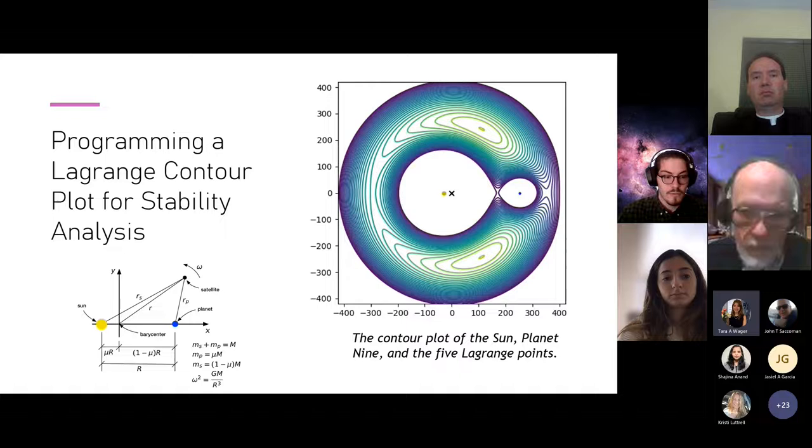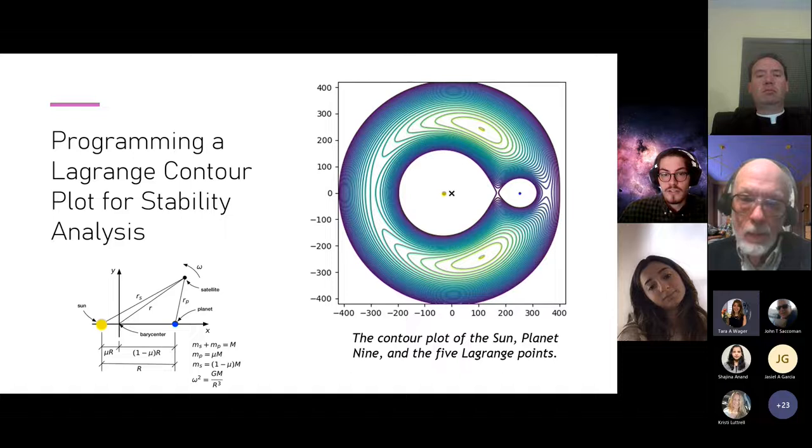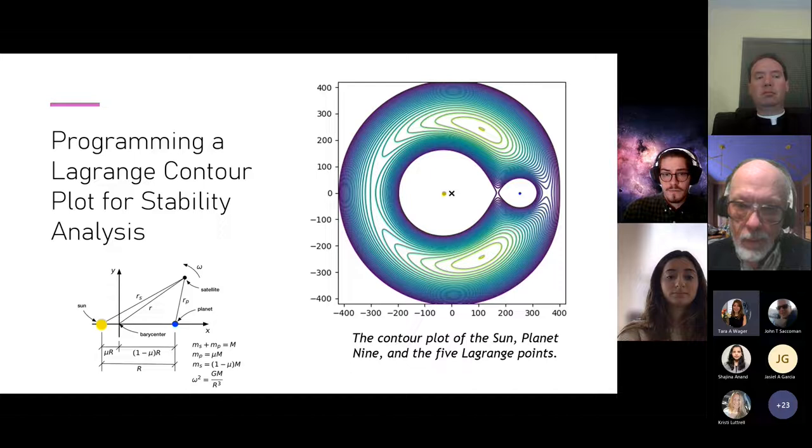And here, just from the contour plot itself, we can determine the dynamics of the system. Lagrange points 1, 2, and 3 are at saddle points and are in line with the planet and the Sun. Lagrange points 4 and 5 reside at local maxima. And if you were to plot these points, you'd see the production of equilateral triangles between the Sun, Planet 9, and Lagrange points 4 and 5, which are off the x-axis. So those 60-degree angles kind of represent the system in a way.